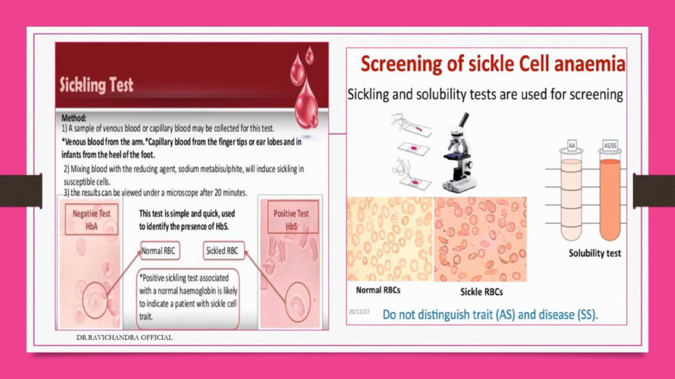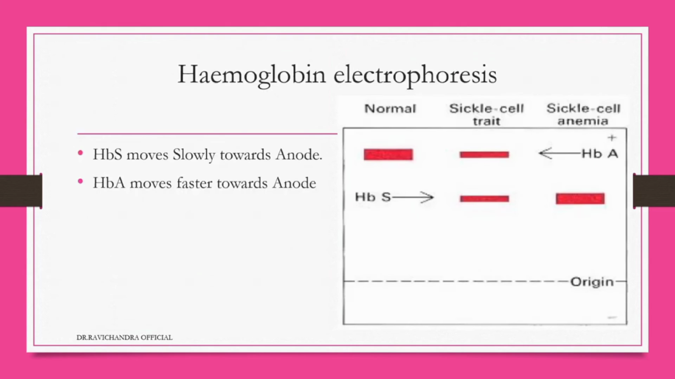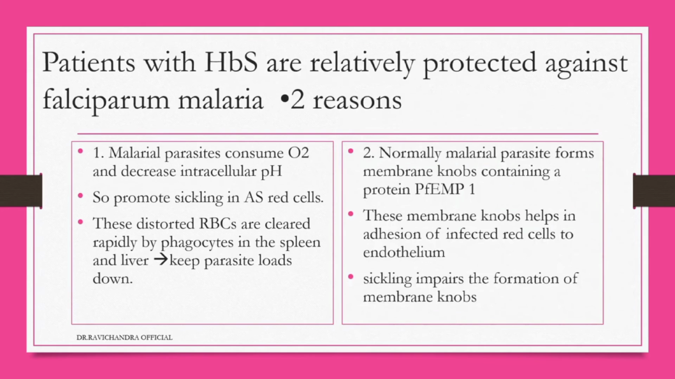Screening for sickle cell anemia: sickling and solubility tests are used for screening. Hemoglobin electrophoresis: hemoglobin S moves slowly towards the anode, whereas hemoglobin A moves faster towards the anode. This will be helpful in identifying sickle cell trait and sickle cell anemia. Patients with hemoglobin S are relatively protected against falciparum malaria. This can be asked in the 3 marks question, MCQs, or in the practical viva.